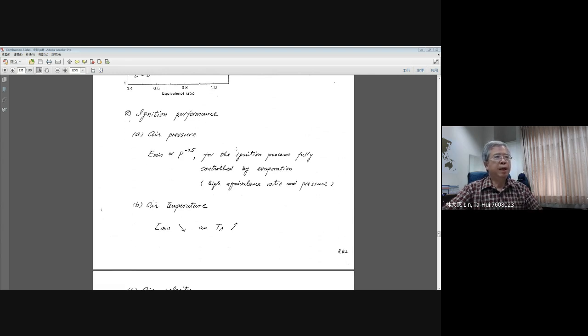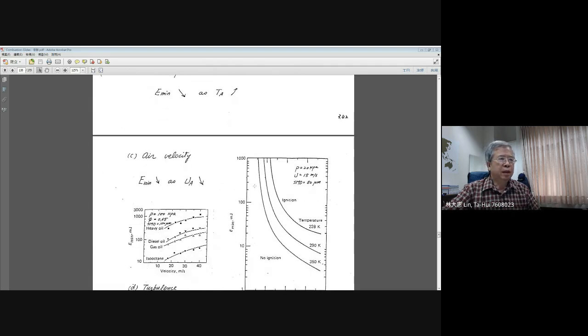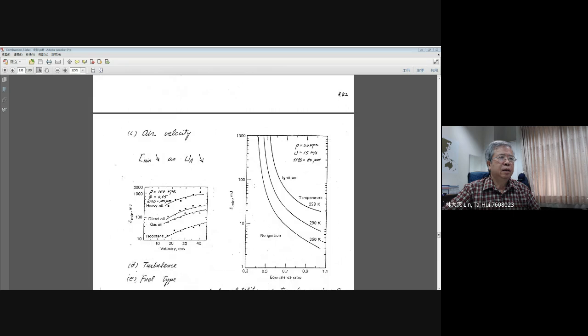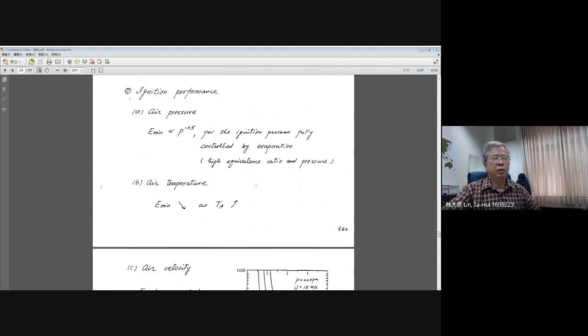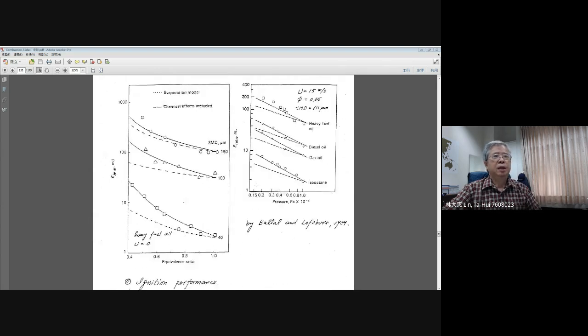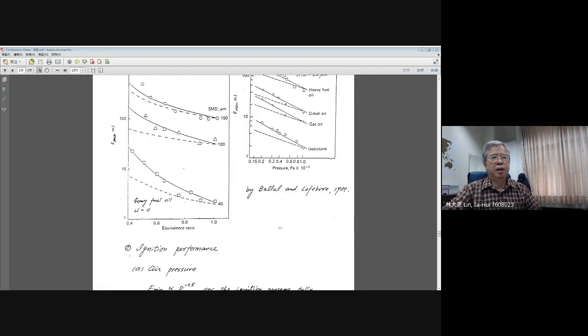Okay, the first one, air pressure. As we described earlier, if you increase the pressure, the minimum ignition energy will decrease, since the ignition process is fully controlled by evaporation. Okay, if you have a high equivalence ratio in these situations, then the pressure will play an important role. We do not have additional experimental results to show you, but you can go back to the previous experiments. Yes, as the pressure increases, the minimum ignition energy is reduced.